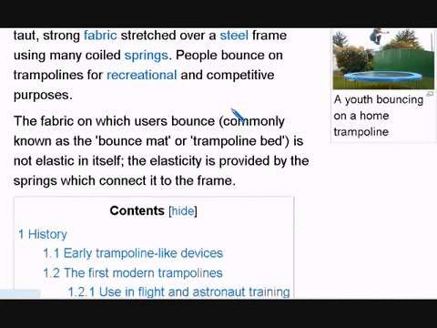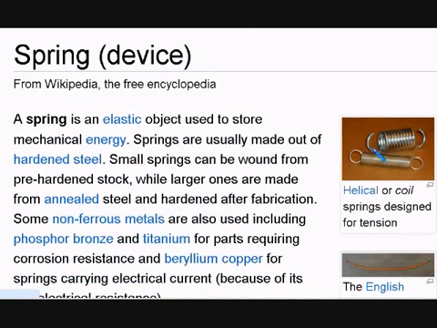And the springs, I wonder if we have springs. And the spring, these are springs, also known as coil springs. See the word coil here? Because a coil goes around like that. It's a coil spring. So here it says a spring is an elastic object.